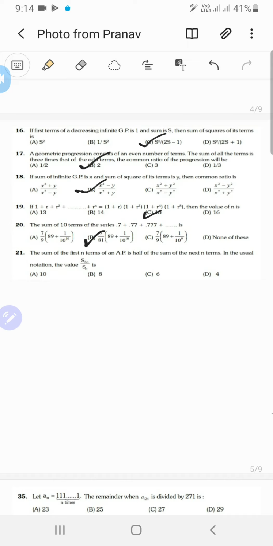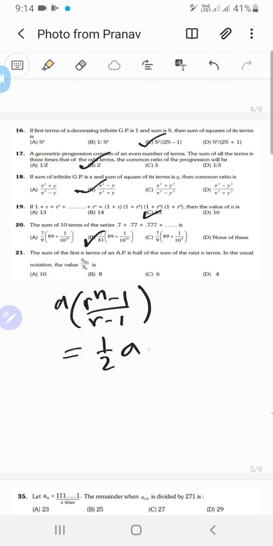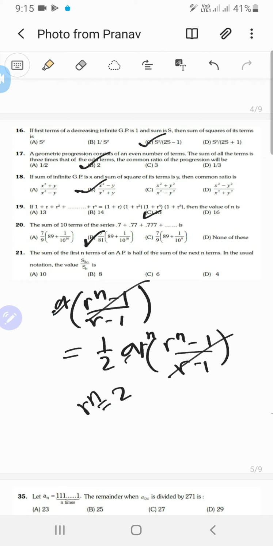Okay, whatever. So you have a into r to the n minus 1 upon r minus 1. This is equal to half times a into r raised to n minus 1 upon r minus 1. Actually, a times r raised to n, right, that's the first term. That looks correct. Yes, that looks correct. Cancels. This also cancels. Yes, r raised to n is 2. There should be no problem with this, and then 7 should be the correct answer.